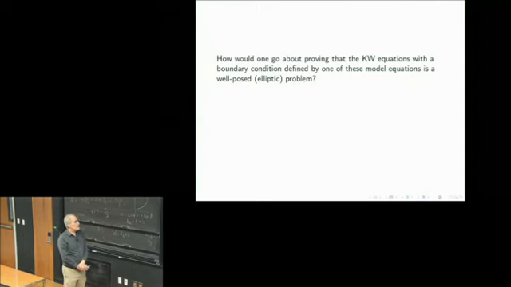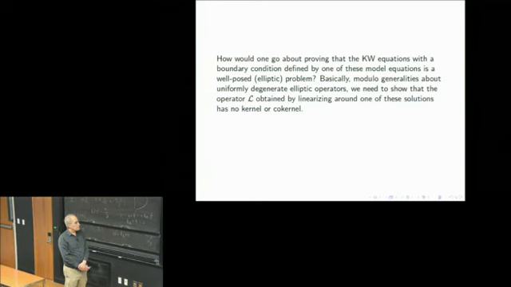Now, how would we go about proving that the KW equations with the boundary condition defined by one of these model equations is a well-posed elliptic problem? Basically, modulo generalities, you need to show that the operator L obtained by linearizing around one of them has no kernel or co-kernel. It's again sufficient to show that the kernel vanishes.